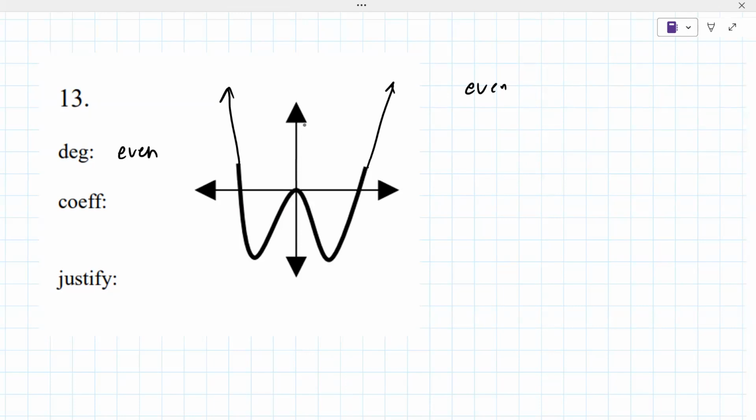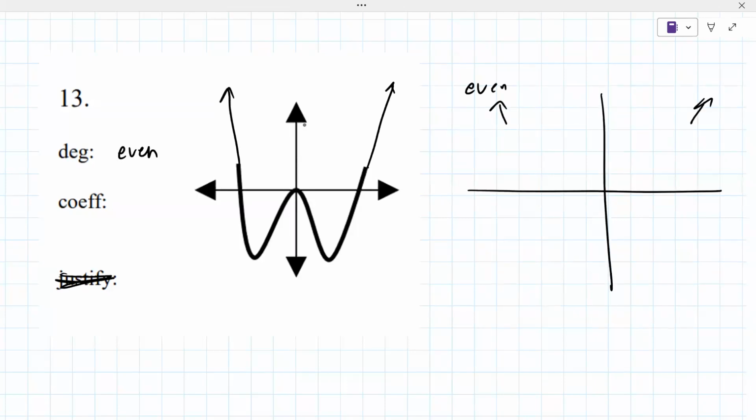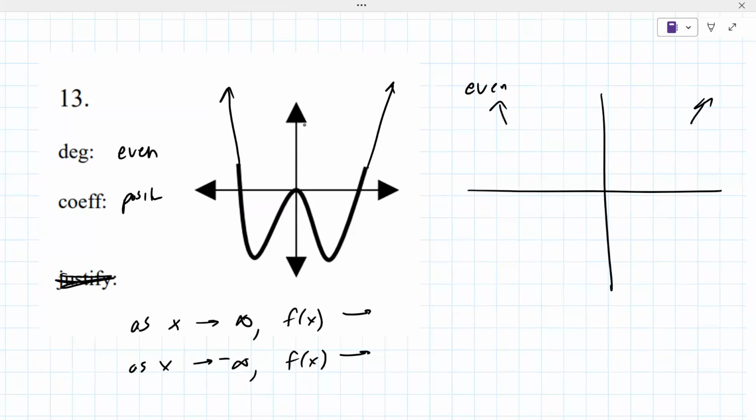Now, is it a positive or negative leading coefficient? What you're trying to decide is, this is the reference, so the leading coefficient would be positive. Yeah. And then the end behavior here is x goes to negative infinity, positive infinity. What does y go to? Positive infinity. Yeah, good.